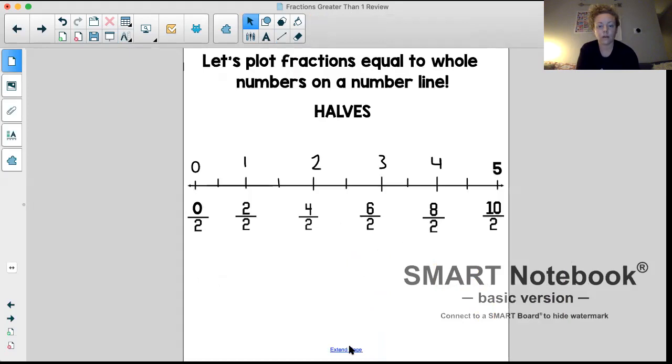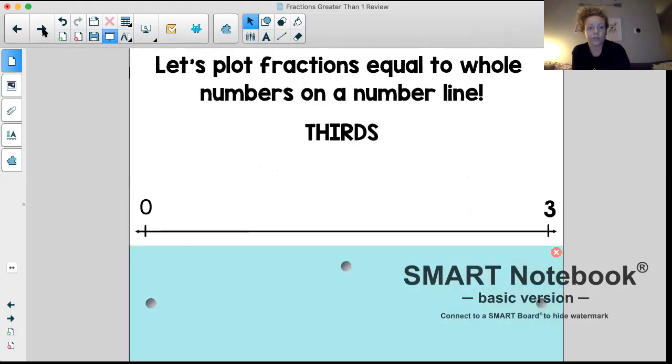So you might notice when we look at our numerators, our top numbers, we go 0, 2, 4, 6, 8, 10. We're skip counting by 2. 2 is our denominator. So each of these numbers, 2, 4, 6, 8, and 10 is divisible by 2. There wouldn't be any fractions left over because those are our whole numbers. We can do that with thirds too.